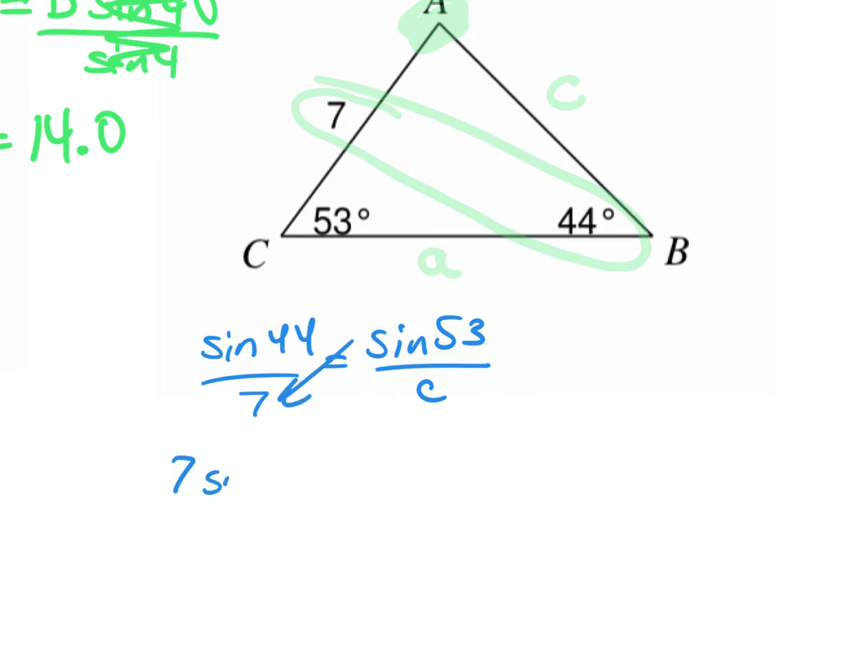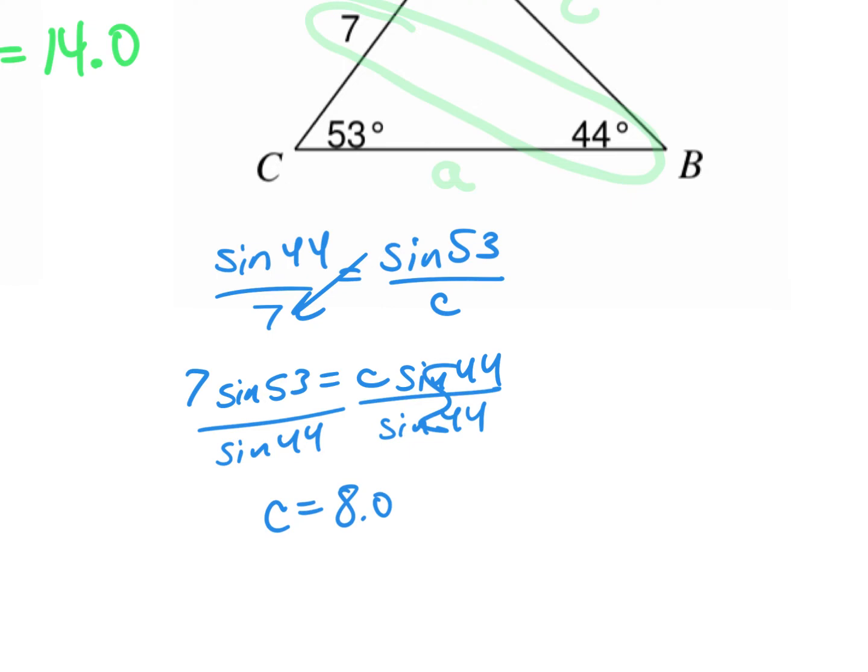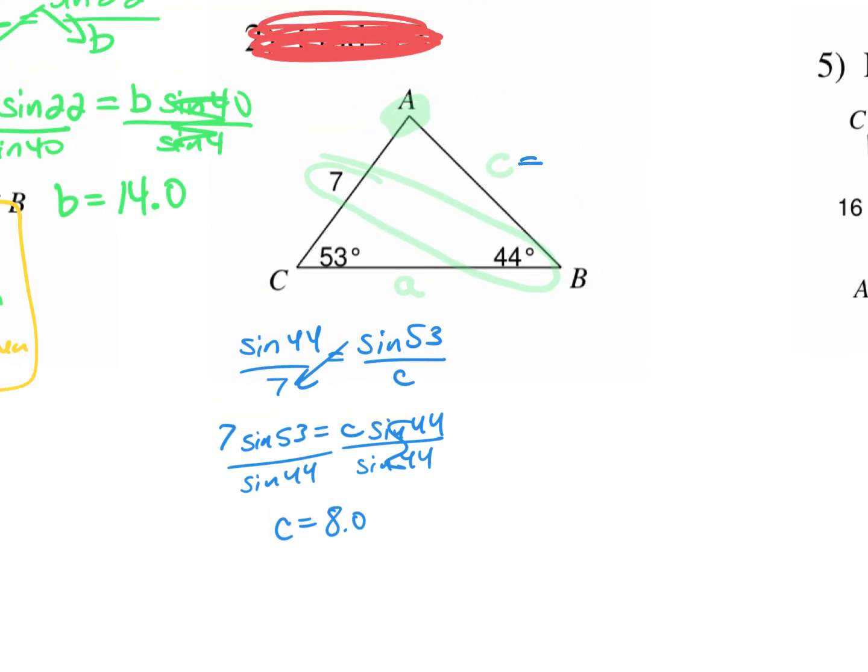7 times the sine of 53 equals C times the sine of 44, right? What do I do now? Divide both sides by sine 44. And in your calculators, guys, what is 7 times the sine of 53 divided by the sine of 44? About. It's 8.047. So it's about 8.0. Perfect. So I know that side C is about 8.0.